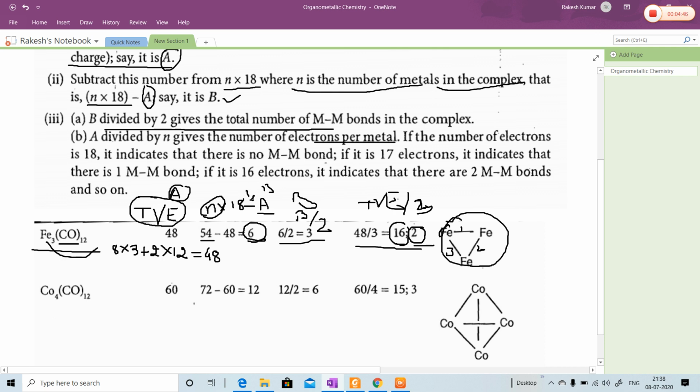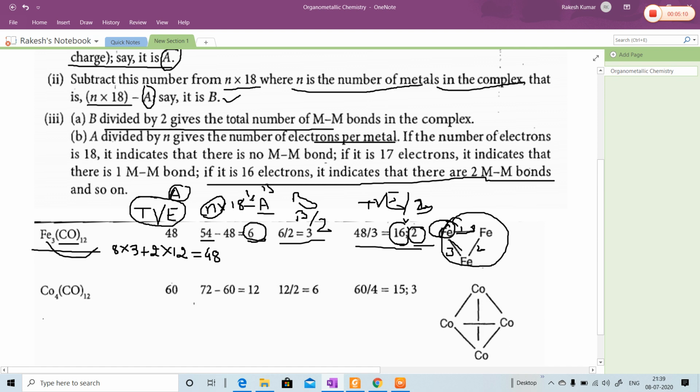And in the last step, you have calculated 48 divided by 3 is equal to 16. It indicates that each metal atom will have two metal-metal bonds.